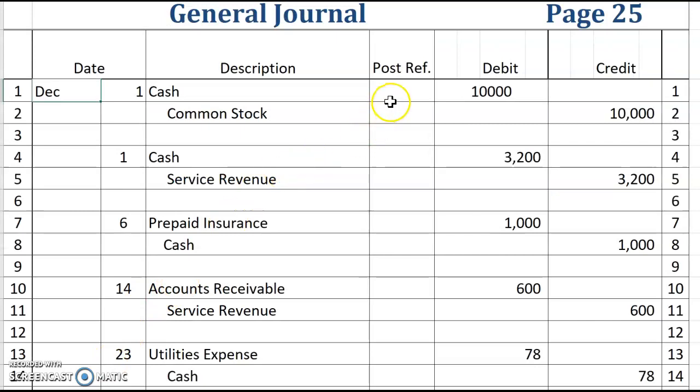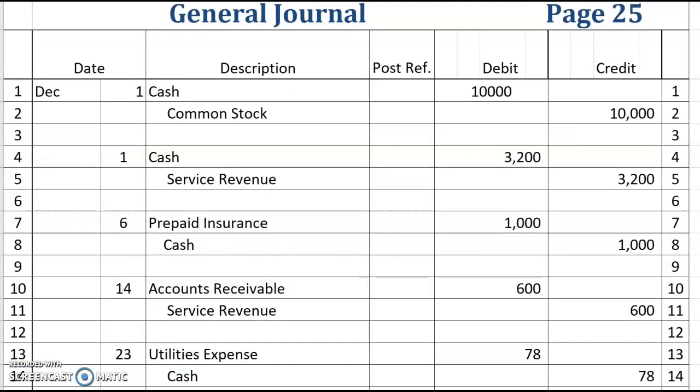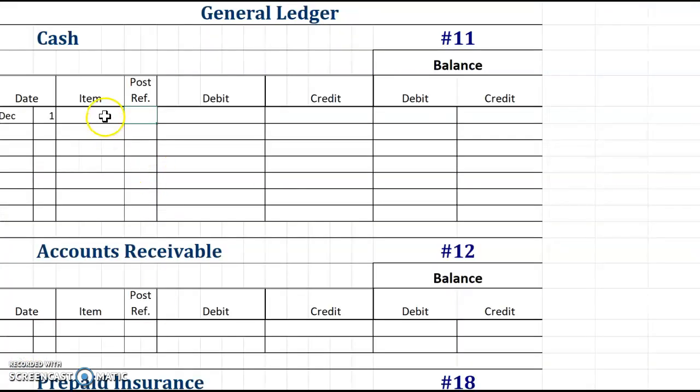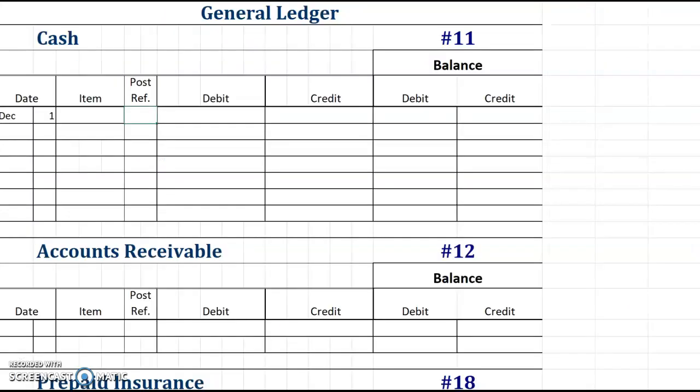All right, so now we need to post a debit to cash. We need to transfer $10,000 to the cash account in the general ledger. So we go to the cash account and we put in the date. All right, so we've put in the date December 1st. We skip the item column. The post reference, we say, where is this coming from? It's coming from General Journal, page 25. So we put J25 in the post reference column.